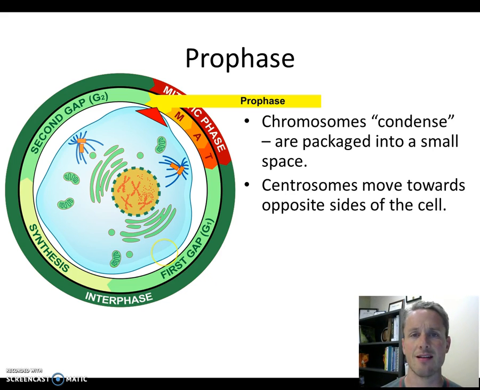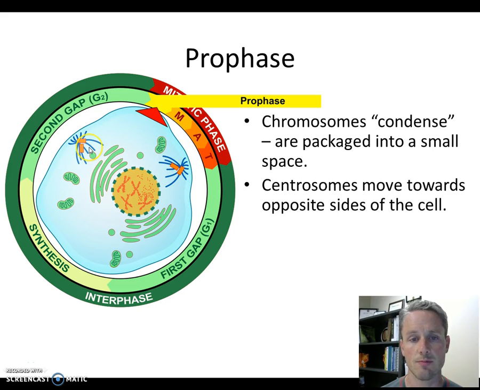The other thing that happens is that a structure called the centrosome, there's 2 of them, are going to move towards opposite sides of the cell. So there's one centrosome here and another centrosome here. These structures are going to move towards opposite sides of the cell. So this one's moving over this way, this one's moving a little farther this way.